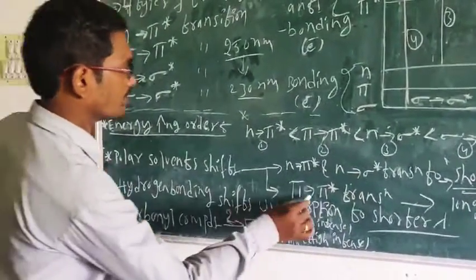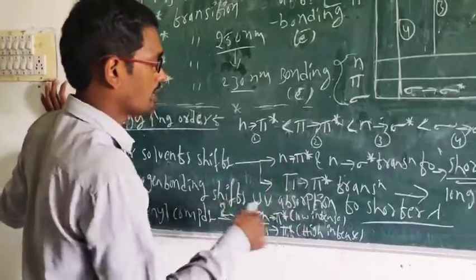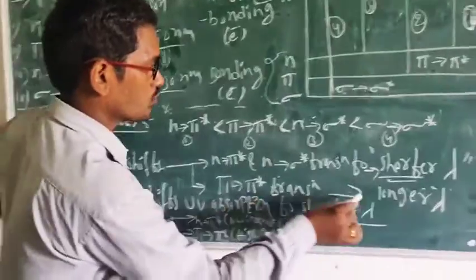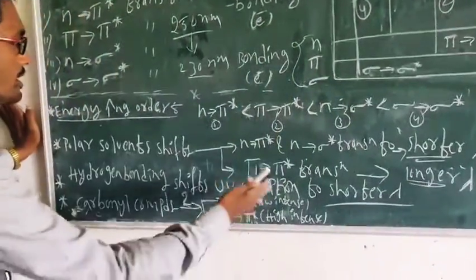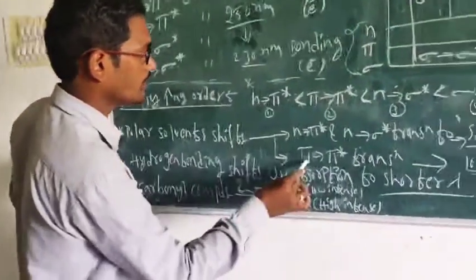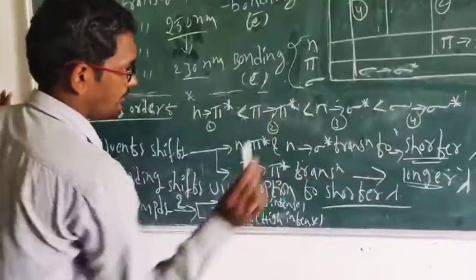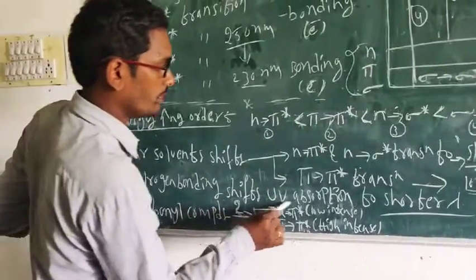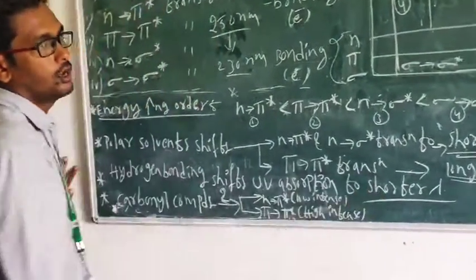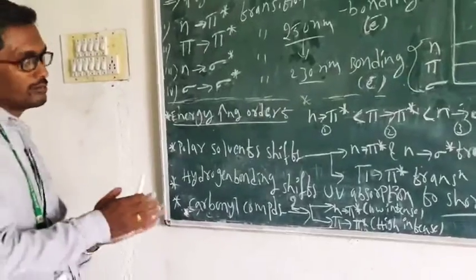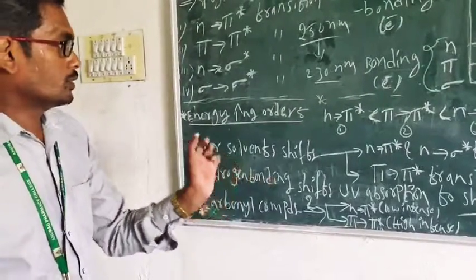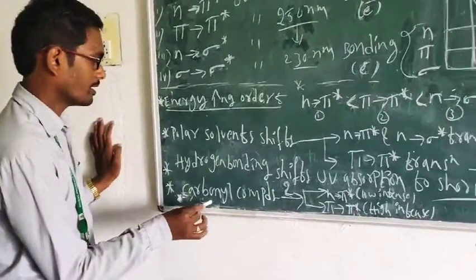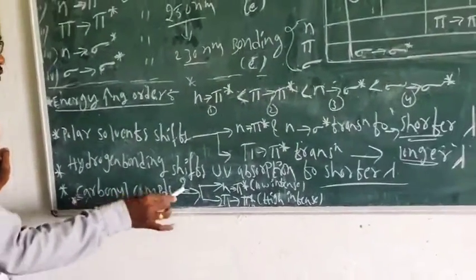For pi to pi star transition compounds, a polar solvent will shift the pi to pi star transition towards longer wavelength. Important. Then hydrogen bonding shifts UV absorption towards shorter wavelength. If you increase the hydrogen bonding in any compound, then UV absorption will be shifted to shorter wavelength.